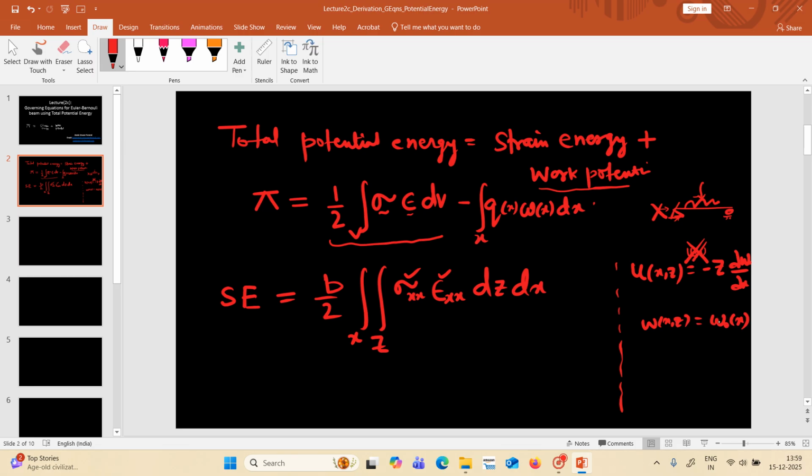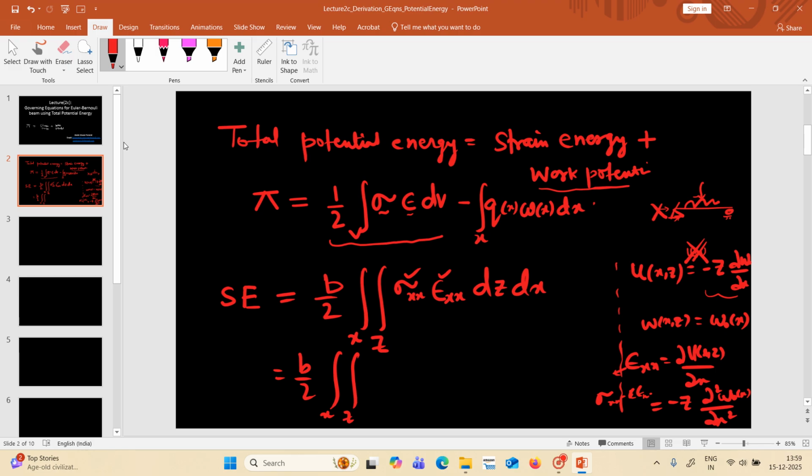Okay, so what is the strain now? Epsilon xx is del u of x comma z by del x, and if we differentiate, we get minus z times del 2 w naught of x by del x square. The second derivative would be there. And if epsilon xx is there, what is sigma xx? Sigma xx is E times epsilon xx. So what we write here is half of the integral over x and z, and sigma xx is E, Young's modulus, times strain, so it would be E epsilon xx square dz dx.